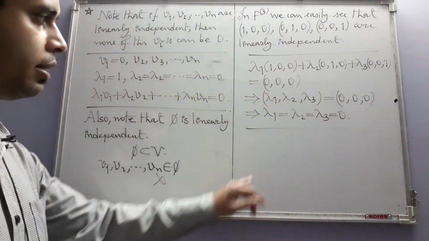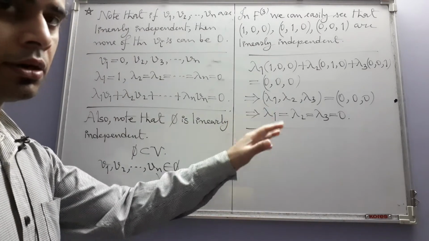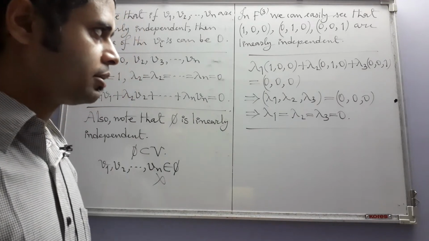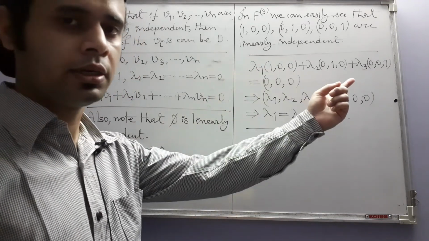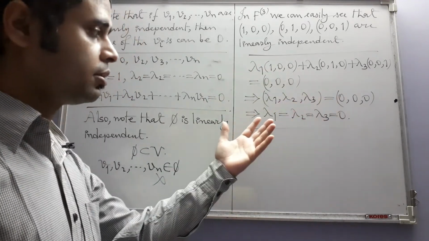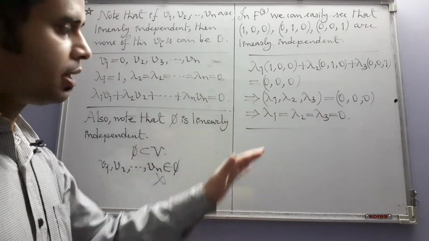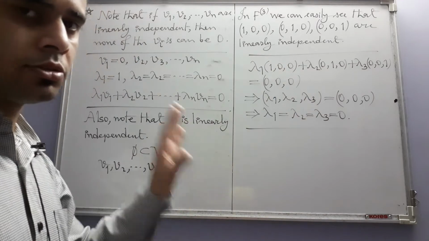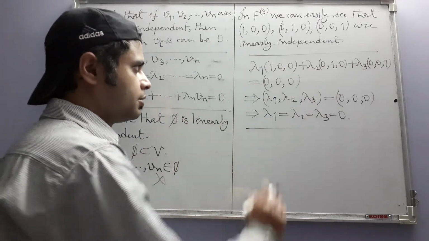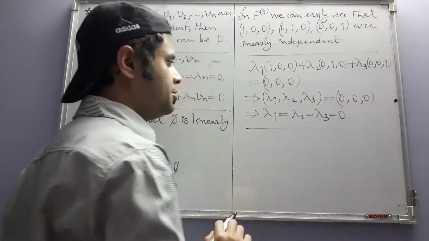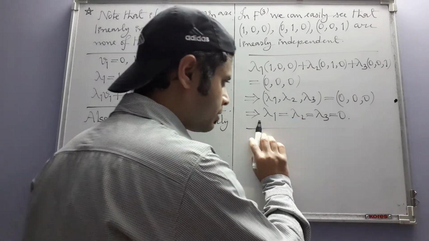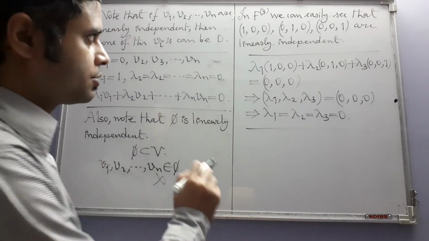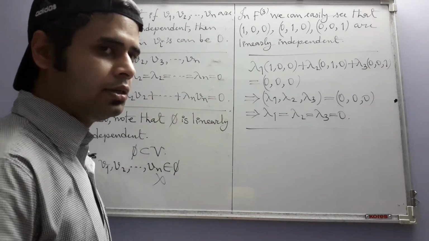So we see that you cannot choose the lambda i's in such a way that not all of them are 0, but at the same time the linear combination is 0. Such a choice is not possible, because for the linear combination to be 0, it's necessary that all the scalars are also 0. Okay, so that is why they are linearly independent.